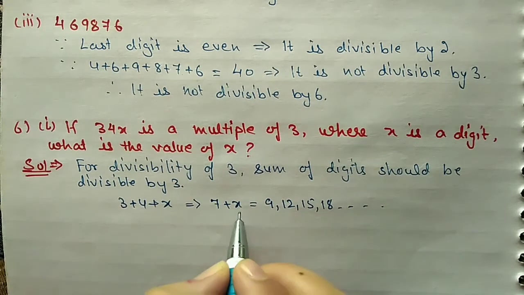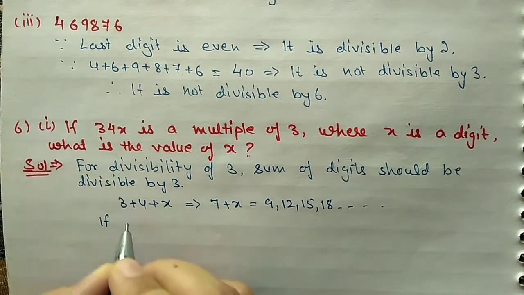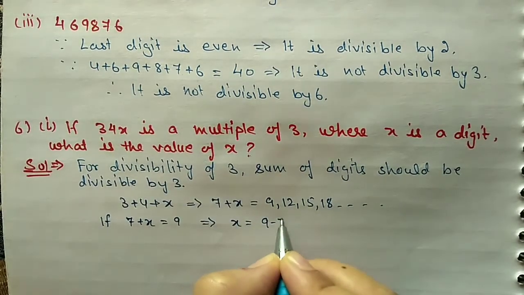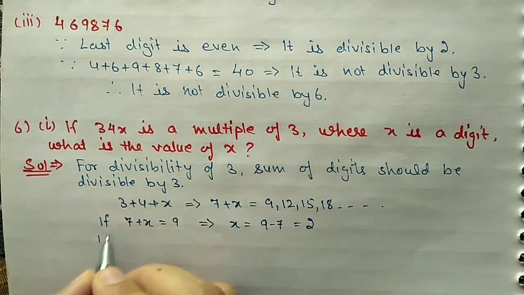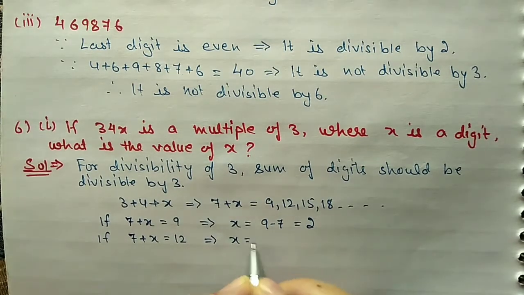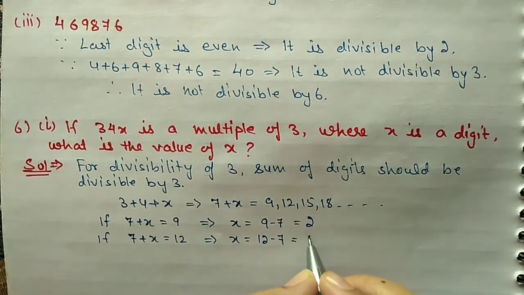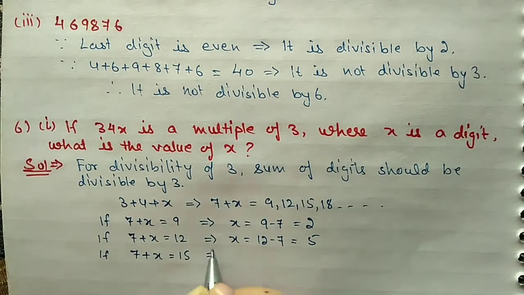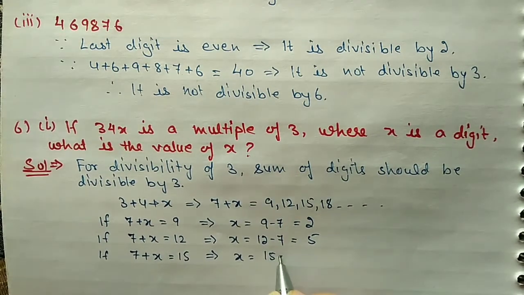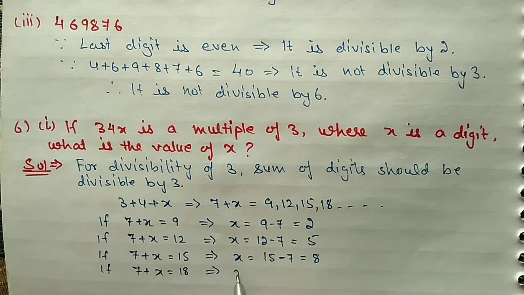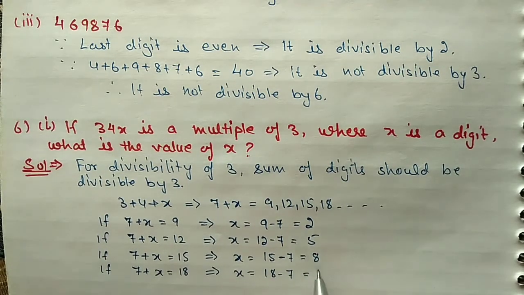So if you take the first one, 7 plus x is equal to 9, then x value we will get 9 minus 7, which is 2. And if you take 7 plus x is equal to 12, in that case x value will be 12 minus 7, equal to 5. And if you take 7 plus x is equal to 15, then x value will be 15 minus 7, which is equal to 8. And next one, we will take 7 plus x is equal to 18, in that case x value will be 18 minus 7, which is equal to 11.